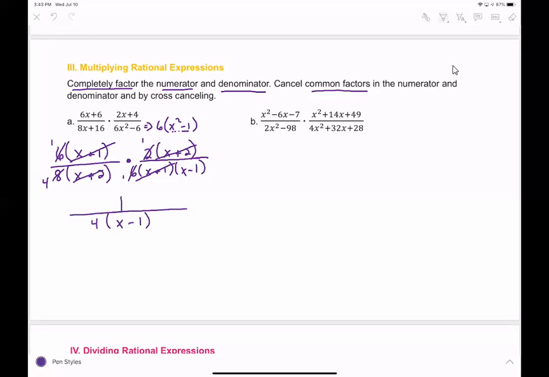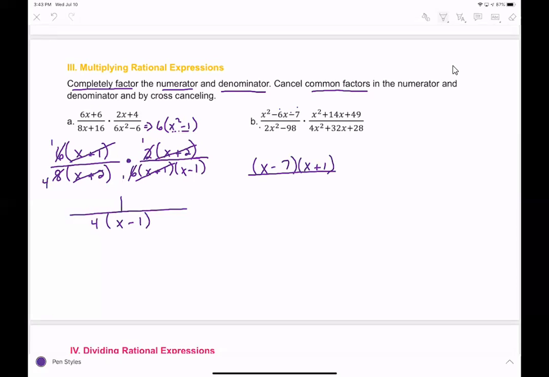Our second example, we're going to factor out. Now I'm going to save some time. I can do the x method, but I'm just going to break it down without that to save some space. So the numerator, what will multiply to a negative 7 and then subtract to a negative 6? That's going to be x minus 7 and an x plus 1.